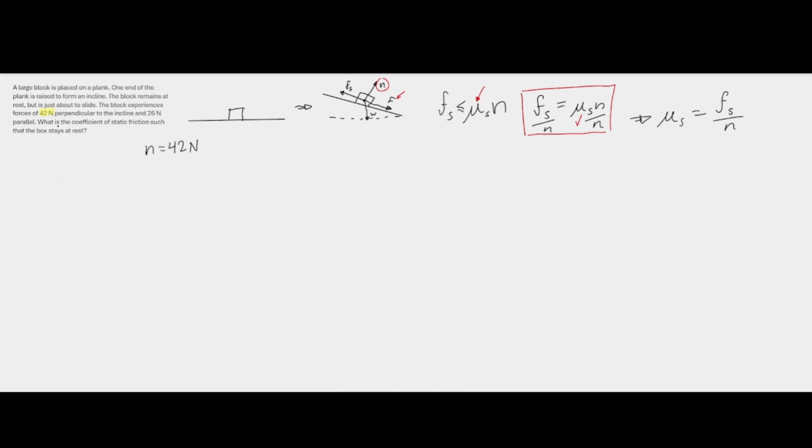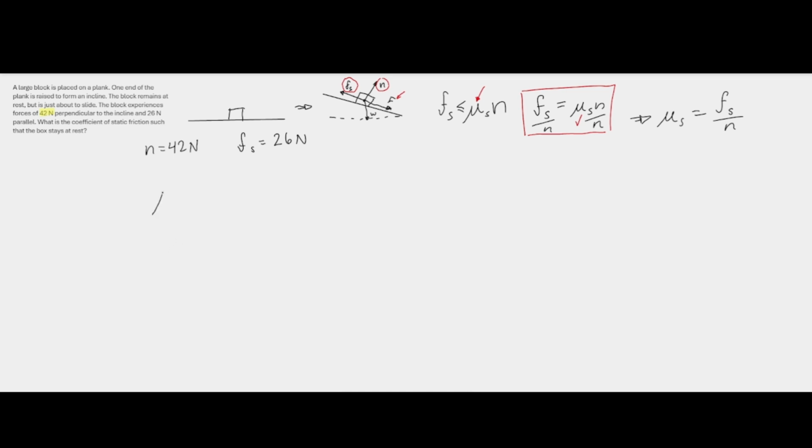And we're told that the parallel force is 26 newtons. Well, the parallel force is this. This is one of the parallel forces, which is good. That's what we need to solve for the coefficient of friction. So the magnitude of F sub s is equal to 26 newtons. And now I have everything I need to solve for the coefficient of friction.